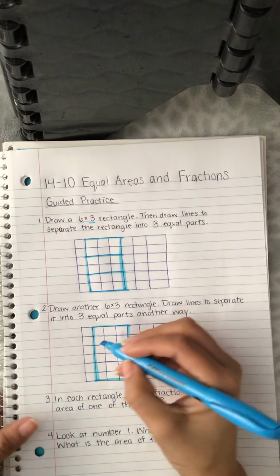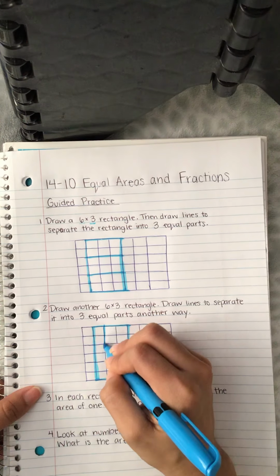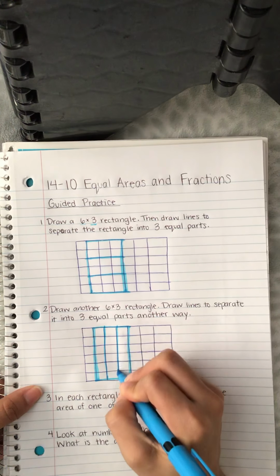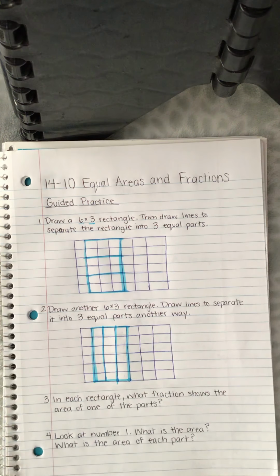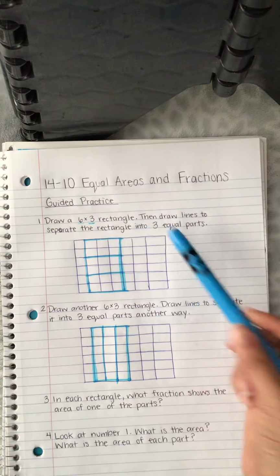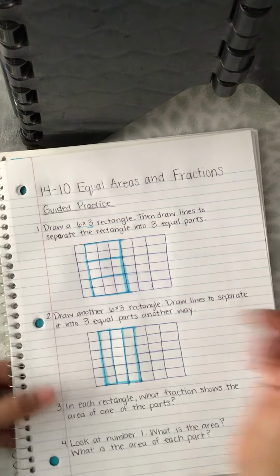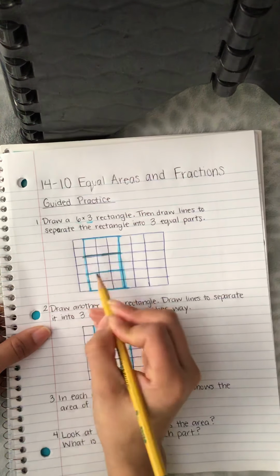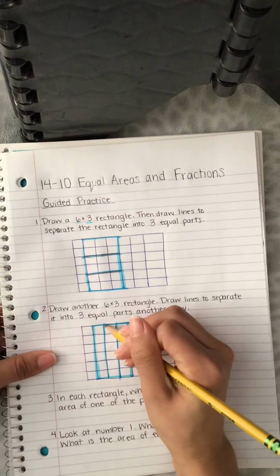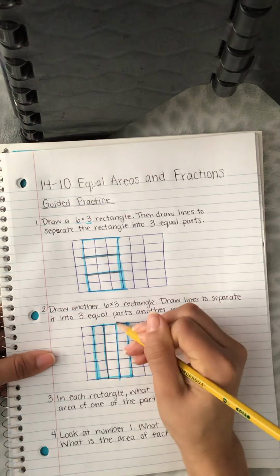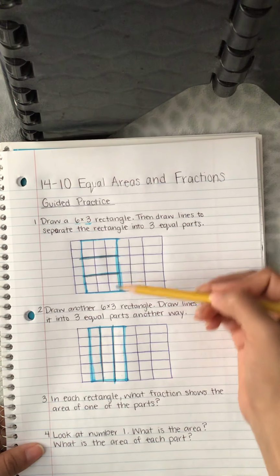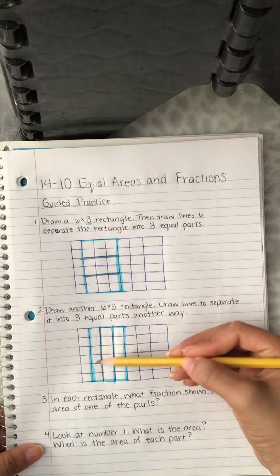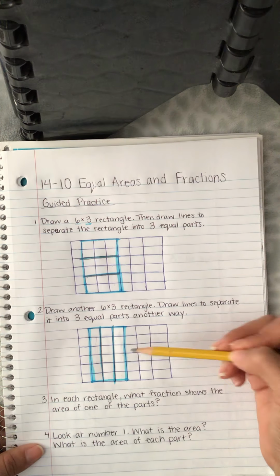So we can break it up into 3 equal parts this way, right? 1, 2. So I have 1, 2, 3. Now are all of these parts equal? Yes, they are. So this 6x3 rectangle can either be broken up this way, or you can break it up this way. And they all have 3 equal parts, right? 1, 2, 3, all of these parts are equal. And 1, 2, 3, all of these parts are equal.